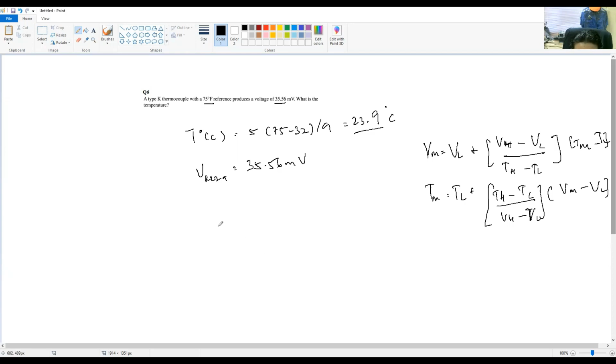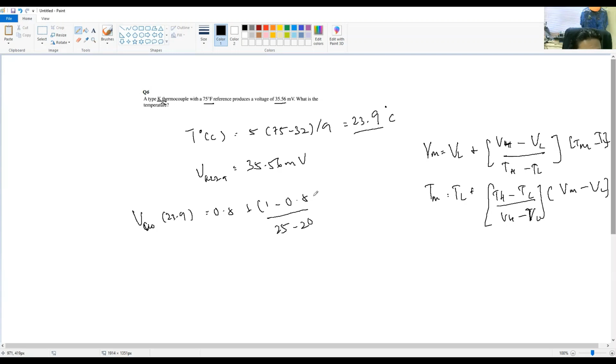From this, we can refer to the reference table for 20 Celsius and 25 Celsius. So you can see K at 23.9 Celsius is 0.8 plus 1 minus 0.8 divided by 25 minus 20. You can refer to the table for the K thermocouple. Make sure it's the correct type of thermocouple: if it is J, you have to refer to J; if K, you have to refer to the K table. For the final exam, the table will normally be given.